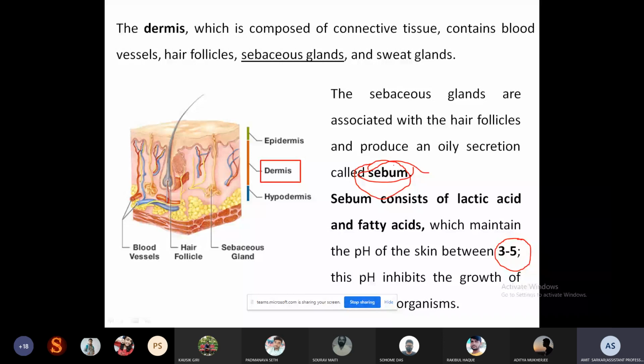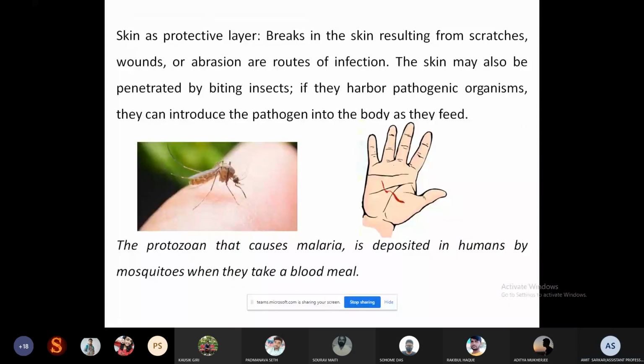So mostly sebum is a product coming out from the sebaceous gland in the dermis layer of the skin. Its pH ranges from 3 to 5, and that pH is good enough to inhibit the growth of most of the microorganisms. Okay. On the other hand, as I said, you can imagine your skin as a wrapping over your whole body. So unless there is a break, no microorganisms could enter. So if you've got a break somewhere, you've got a cut accidentally, when you're playing outside, you got a break or something like that.